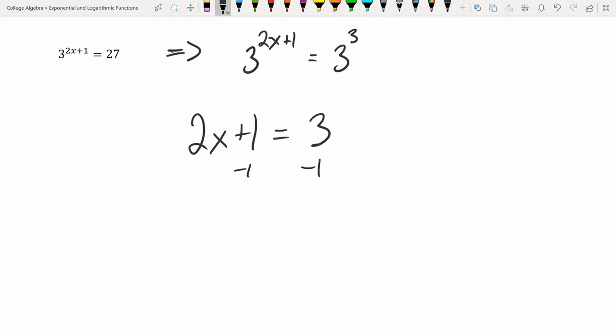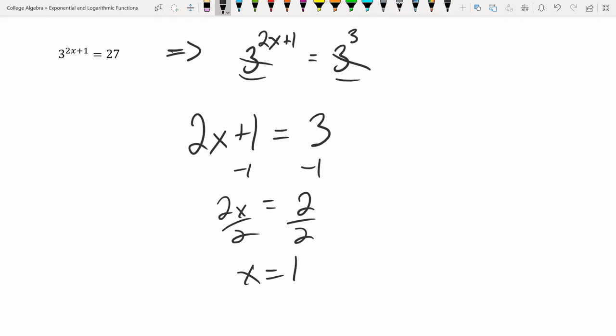So we just solve that. Divide by 2. And we get x equal to 1. Once you have the same base, you can actually remove the bases and get just the exponent, and that gives you what you're trying to solve.